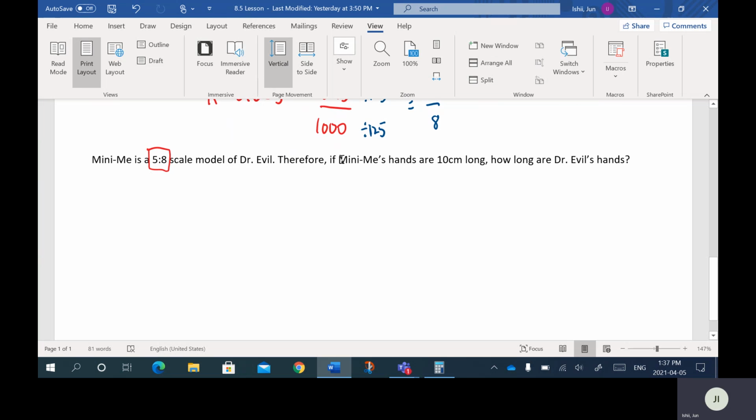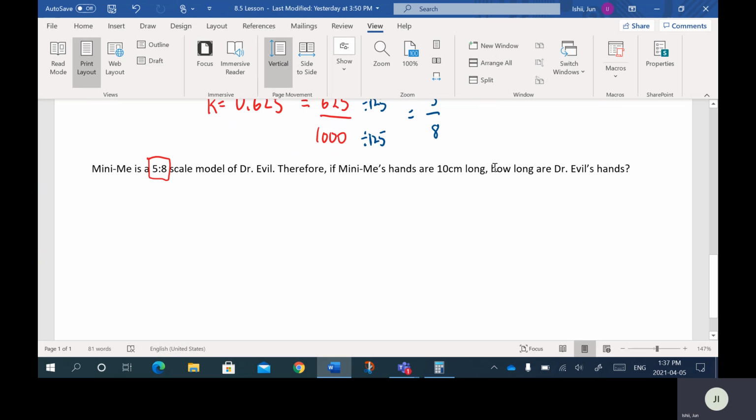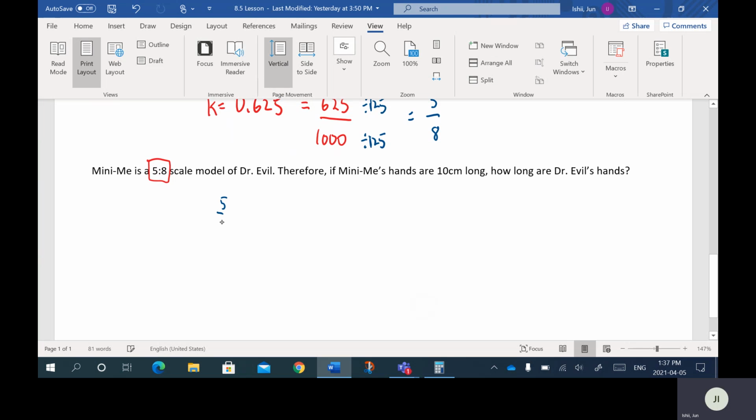And so to figure out how long Dr. Evil's hands are, again, my scale factor is 5 over 8. This is going to equal, and up top, Mini-Me, so this is again new over old, so the 10 would be placed up here, and the x would be on the bottom. Again, new up top, old on the bottom. The new is Mini-Me, the old here is Dr. Evil.